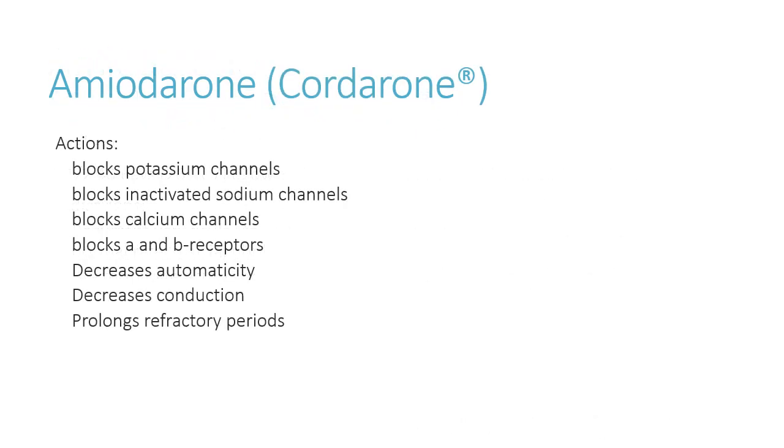So other actions it's going to have here, as I mentioned, potassium channel blockade is going to be the biggest thing you're going to be seeing with this one, but it's also going to help to inactivate some of these sodium channels. It's going to help to block some calcium channels, so it's going to help with some contractility, help down with the automaticity there, block some alpha and beta receptors. That's a lot of actions you're going to see here.